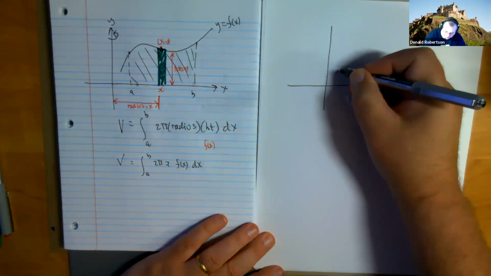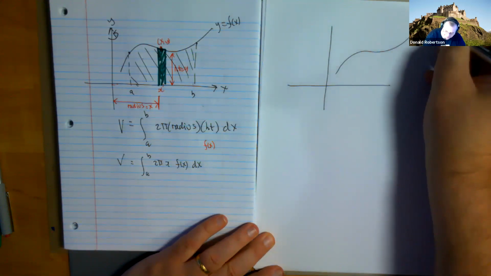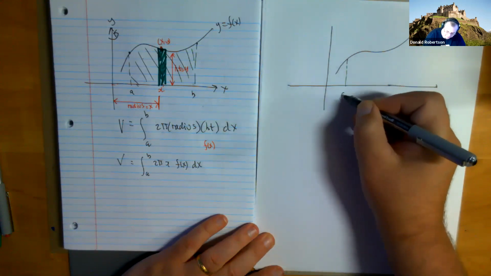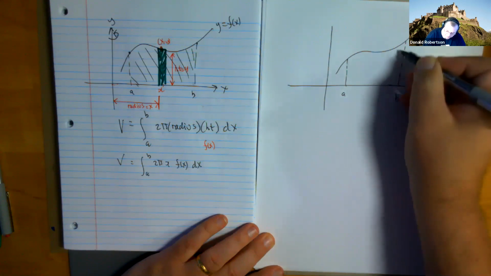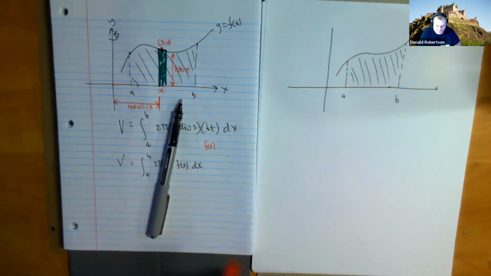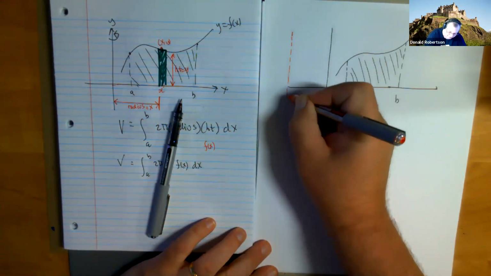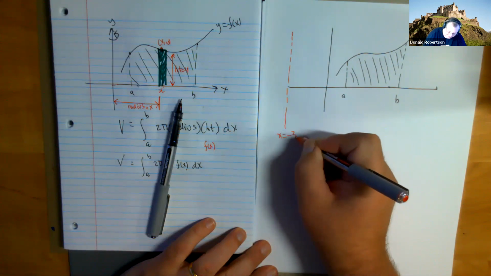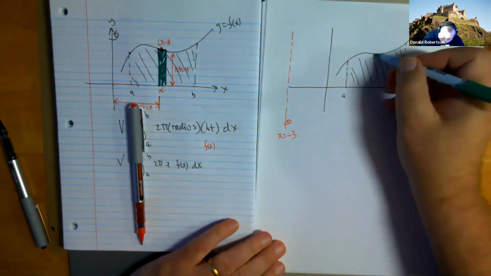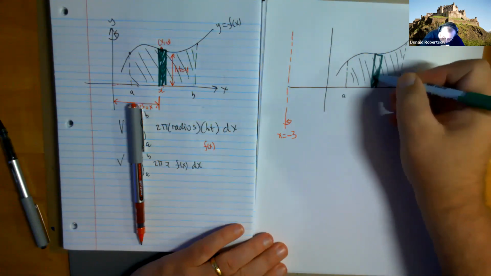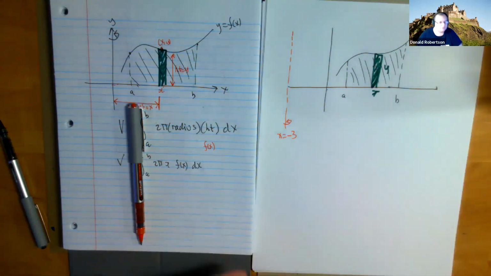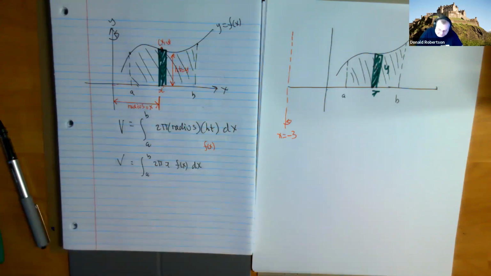Let's suppose I take the same function. But I decide to rotate it about this line over here, which is x equals -3. If I put my little random rectangle, that distance there is x, this height here is y. Good. Let's see what we get now.